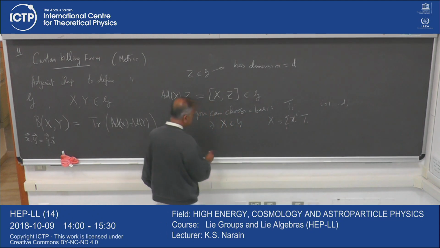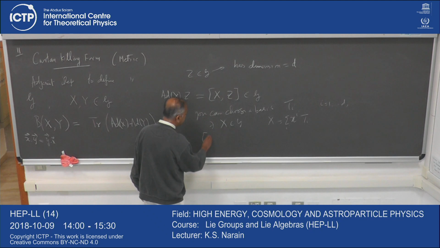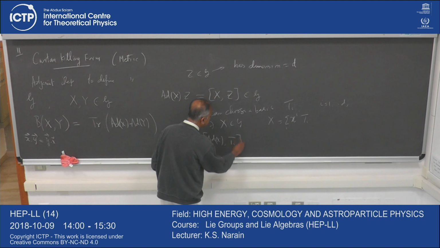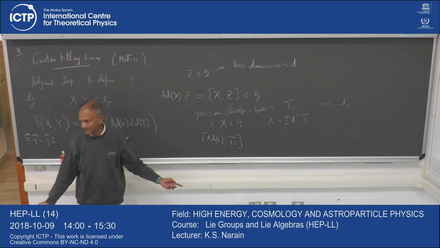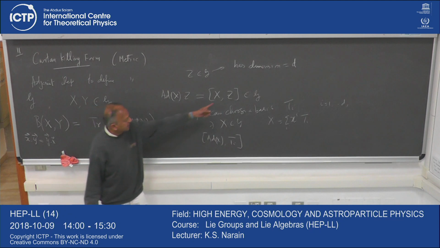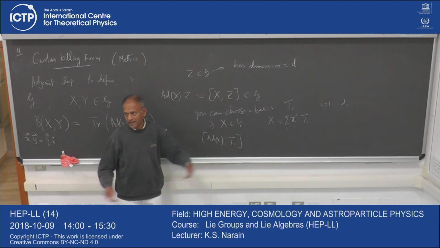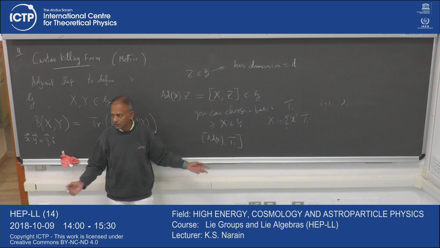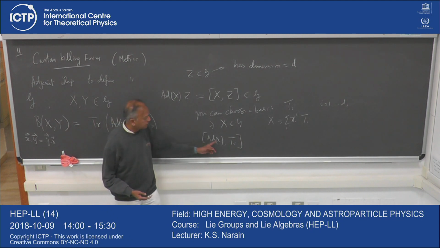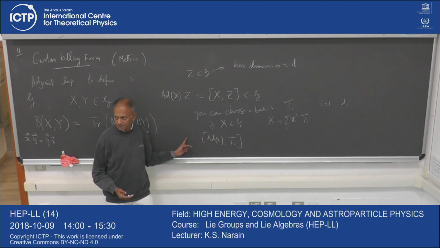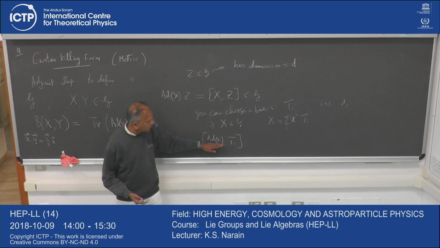So if we want to look at ad x acting on the t_i, if I know its action on all the t_i, then I know the action on all the elements, right? Because any z I can express as a linear combination of t_i's. So if I know how this acts on the t_i, then I know its action on the entire Lie algebra, right? Because this commutation is linear. If I multiply by some number, that number just comes out, right? So it is enough to know how it acts on the basis.